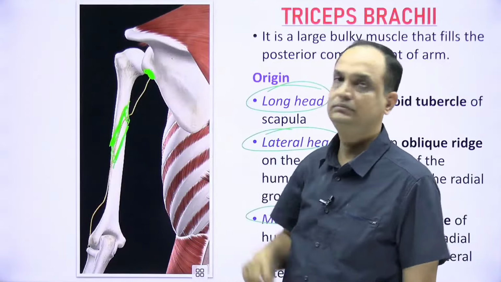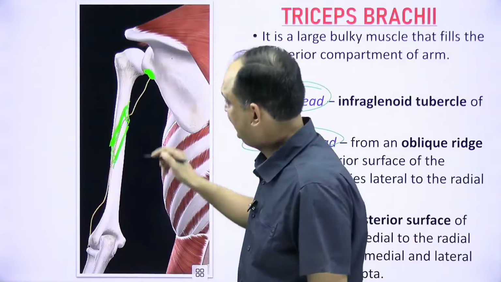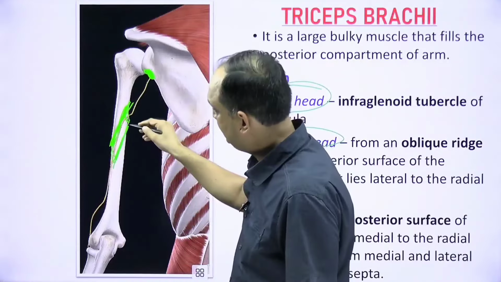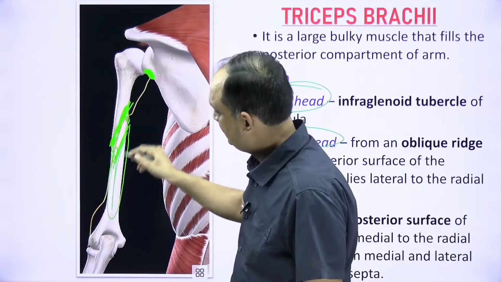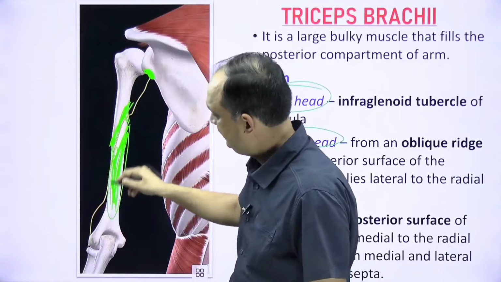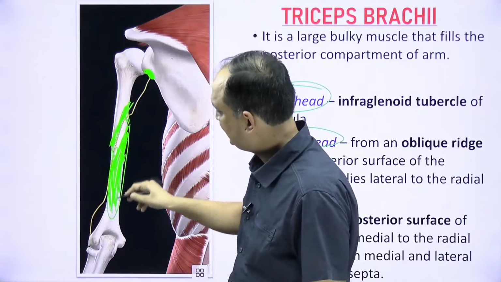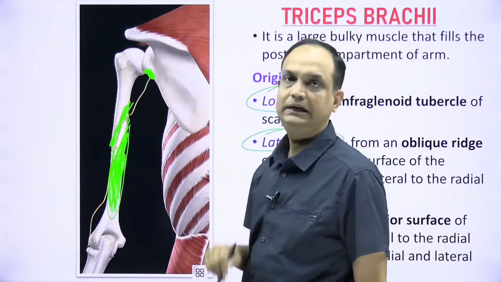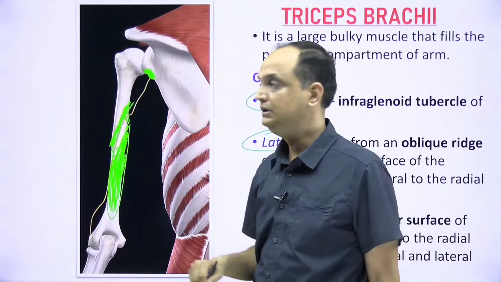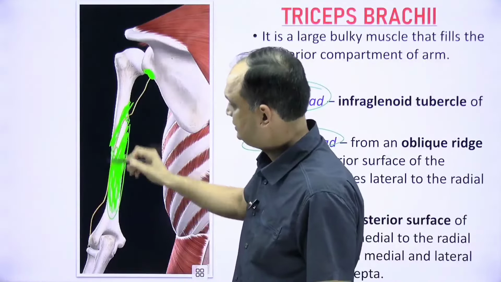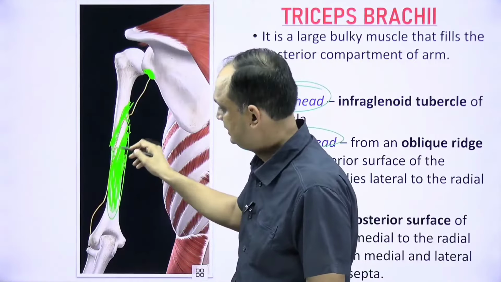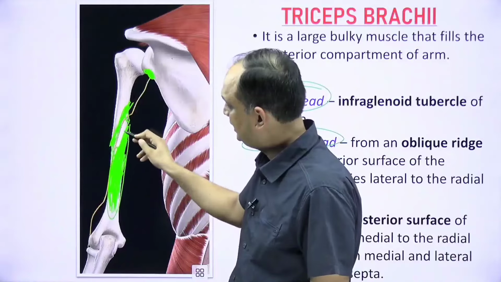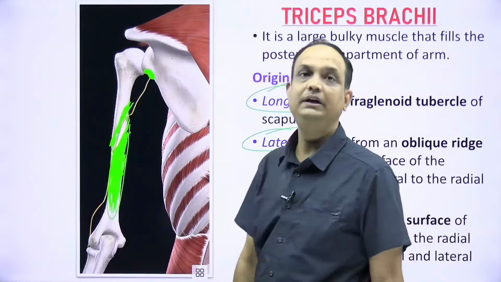One comes from the infraglenoid tubercle, the second comes from this ridge, and the third head comes from this surface. So, you have to keep in mind that if I have to draw the origin of the triceps, I will draw three areas. One is the infraglenoid tubercle, which is the narrowest origin. One is the broad origin from the ridge, and the third origin is from the surface. And what surface? The posterior surface of the humerus below the medial lip or medial ridge.